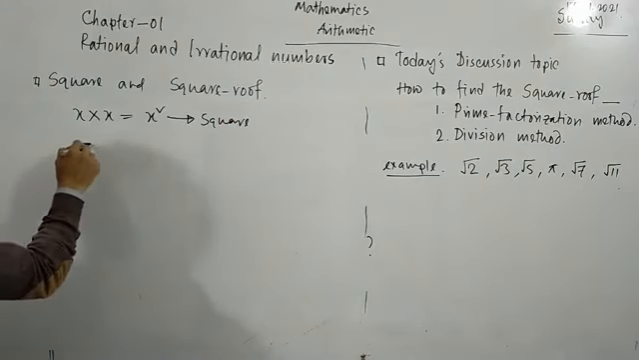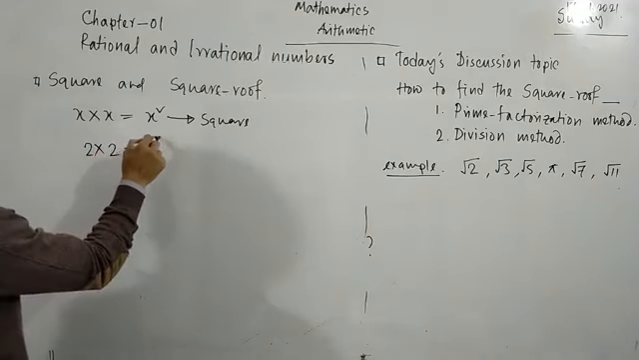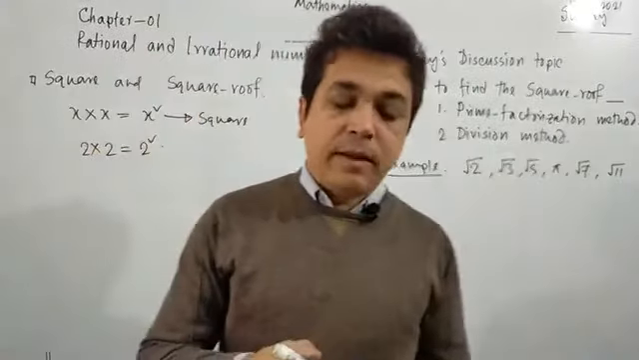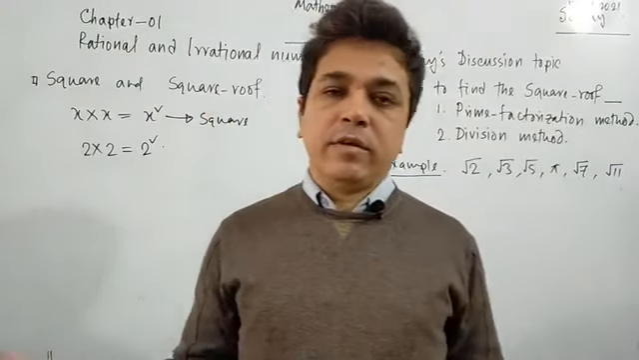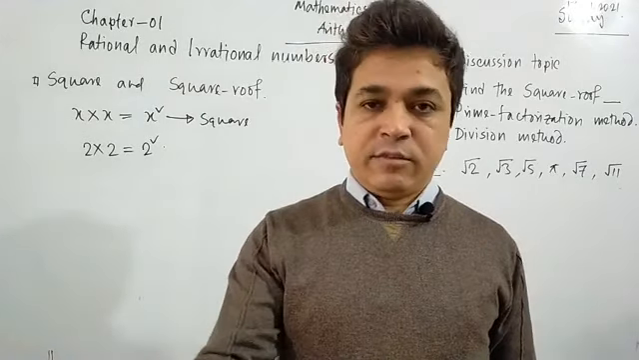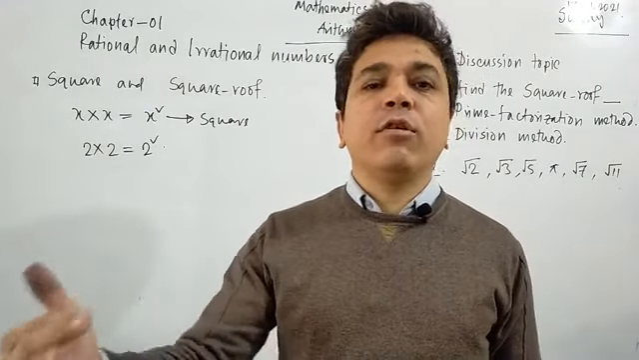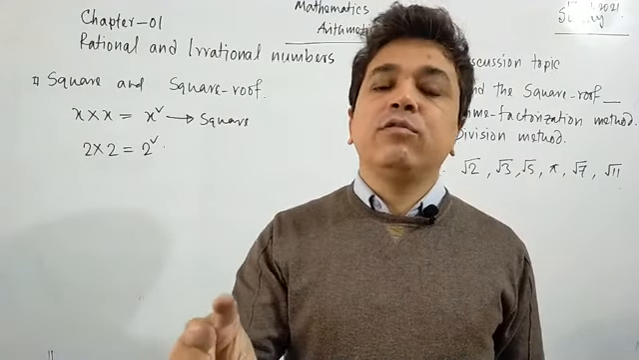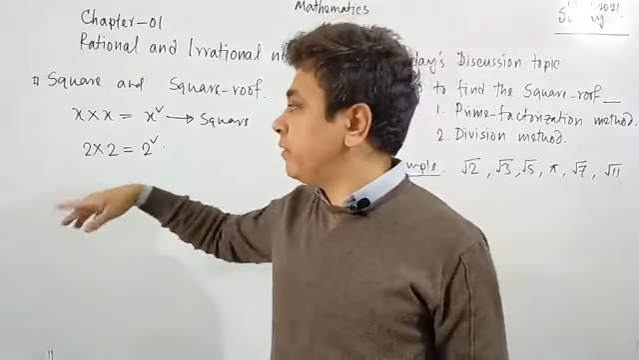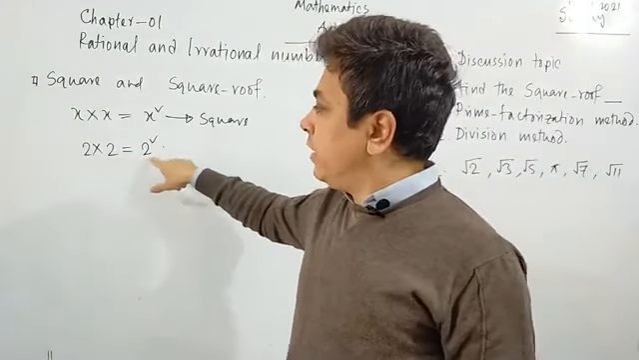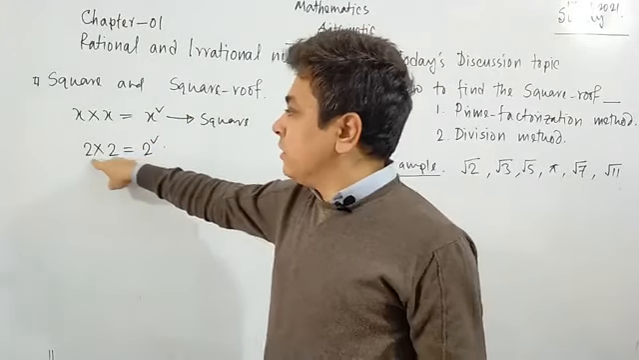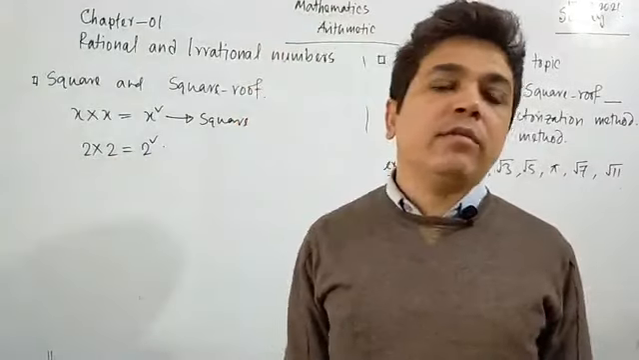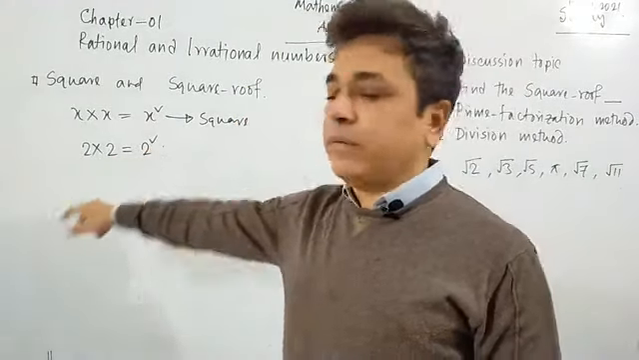For example, if you multiply 2 into 2, it equals 2 square. It is a square number. Any number which we can multiply by itself is called a square number. Or you can say any number which we can express in the form of the multiplication of two same numbers. Here is 2 square or 4. We can express this 4 as the product of two same numbers. We can say these numbers are square numbers.